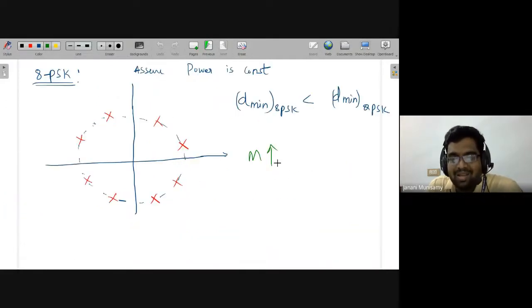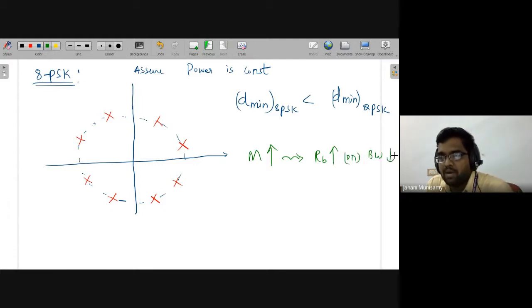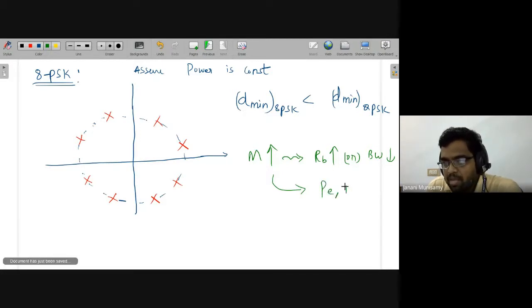If you increase the order of the modulation, either I am getting advantage in terms of bit rate, or otherwise I am getting advantage in terms of bandwidth. Either user bandwidth can be reduced, or the amount of data that can be sent in a given bandwidth can be increased. But what is the other problem? Once you go for higher order modulation, the probability of error, or bit error rate, is increasing.